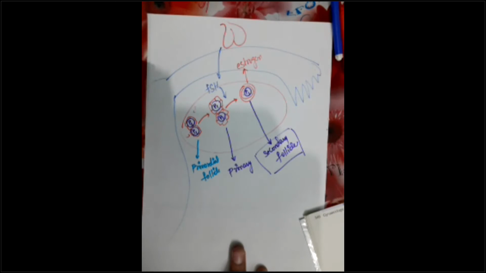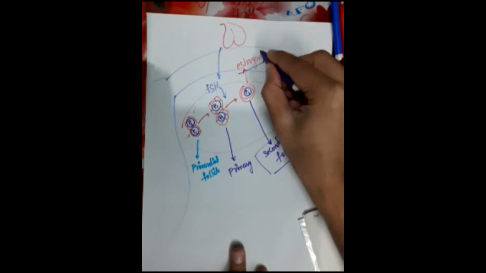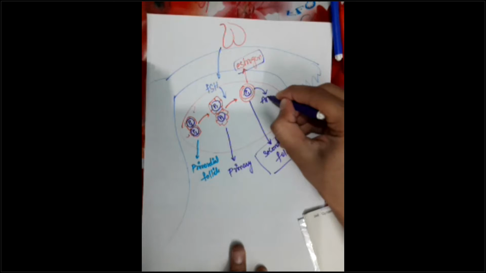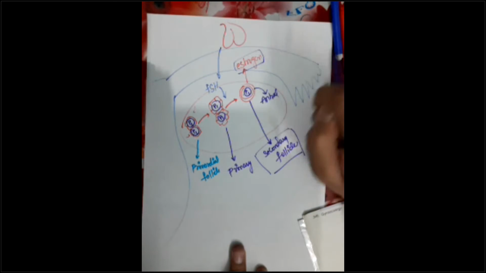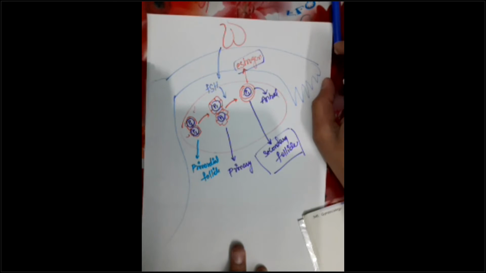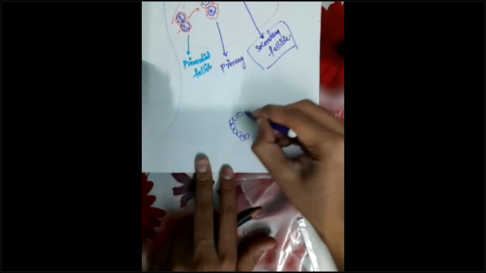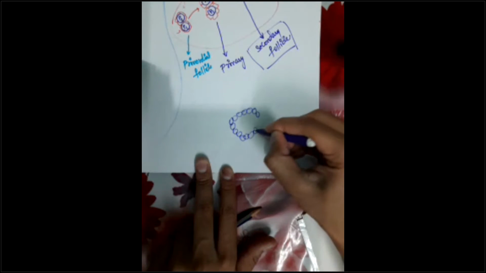Now what will happen? This follicle stimulating hormone will keep on stimulating from primary to secondary, secondary to antral follicle. What is the antral follicle? Nothing but this. Let me draw over here. This is the proliferated granulosa cells. All granulosa cells are proliferating. So these are my proliferating granulosa cells.